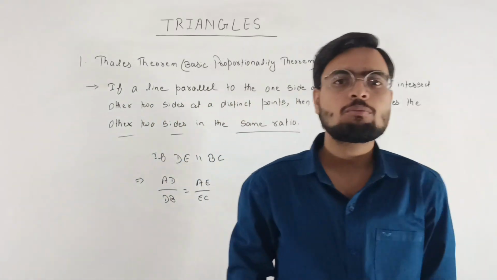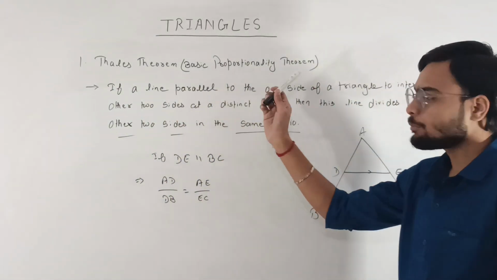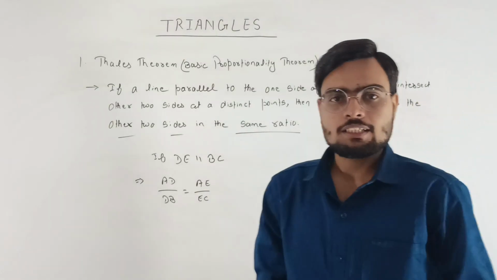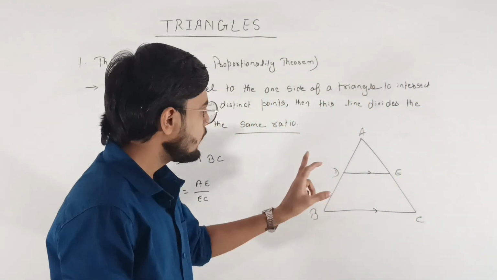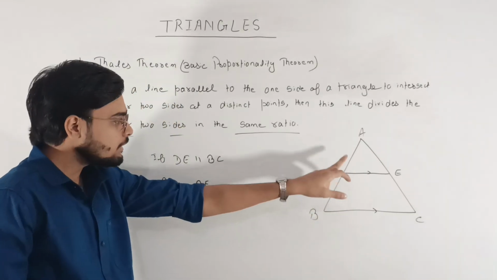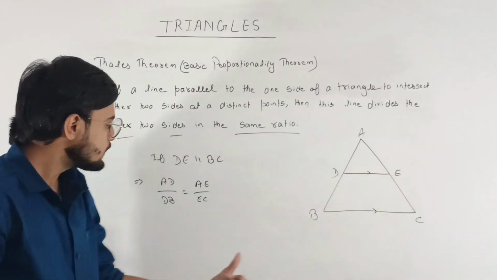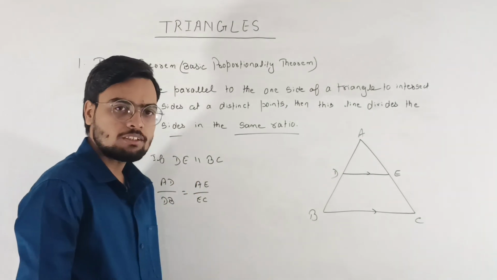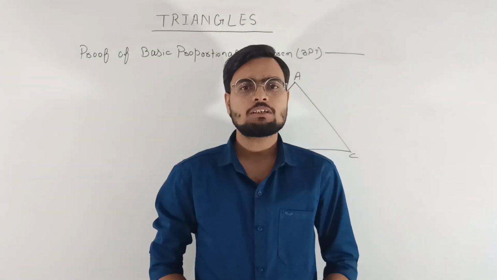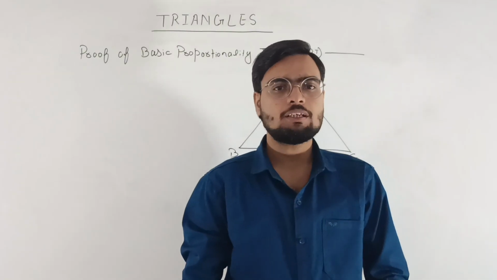Understood? Let's see one more time. What is Thales theorem or basic proportionality theorem? When a line is parallel to one side of a triangle and intersects the other two sides at distinct points, then this line divides the other two sides of a triangle in the same ratio. That is AD upon DB is equal to AE upon EC. Okay. Now we move towards our next topic, that is proof of BPT.